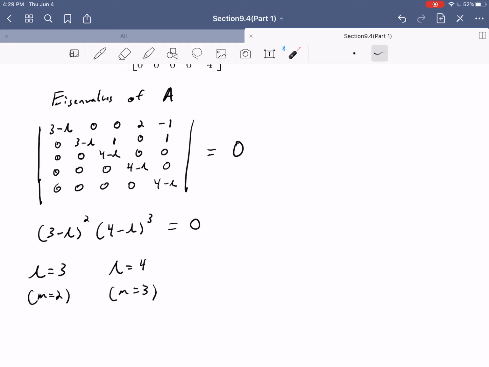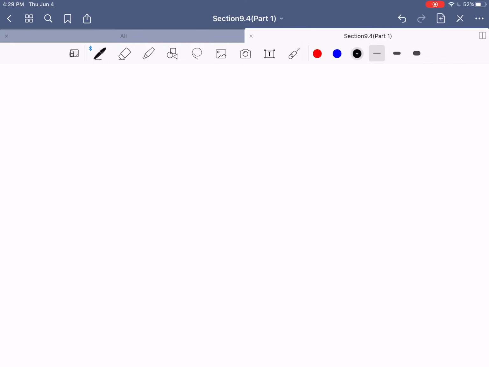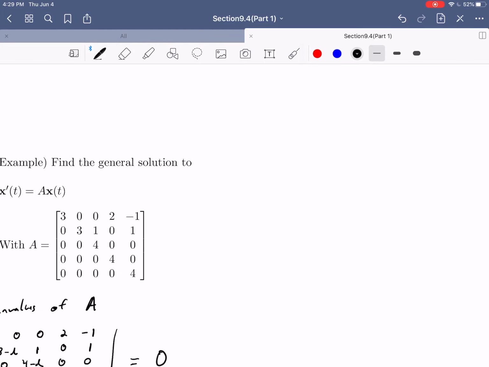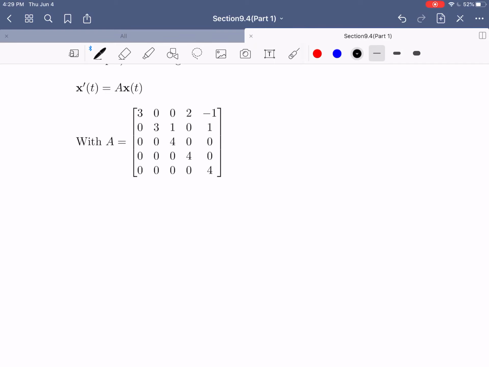So again, there are some concerns here. We have higher multiplicities, so there is the potential that things could be defective, but we'll go ahead and see what happens. So let's give ourselves another page here, and we'll go ahead and find the eigenvectors. Let's remember A here. We'll bring along the actual page so we can see our matrix here.